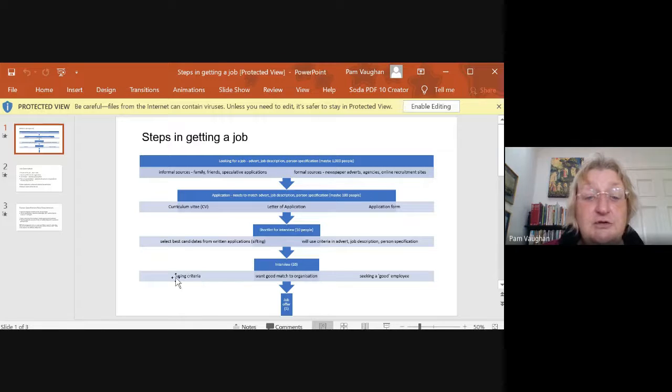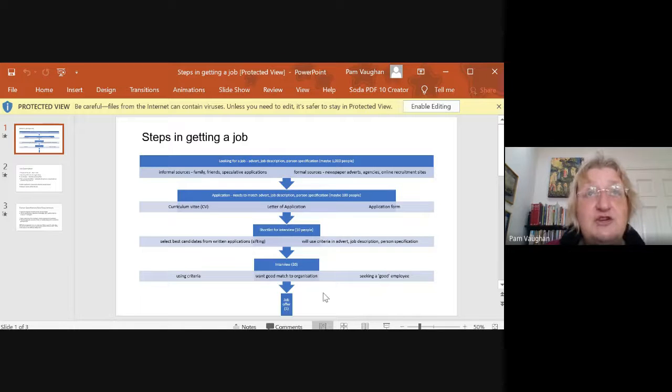It's important to remember that in an interview, the employer, the person who's doing the interview, should be using the criteria. So in other words, the information that's in the job description, the person specification, and the advert. They will be using those criteria if it's a good, reputable employer. But there will be other things as well that they're looking for at the interview. They'll want somebody who looks like a good match to the organisation, and that they can recognise attributes in the individual that look like they're going to be valuable and useful employees.